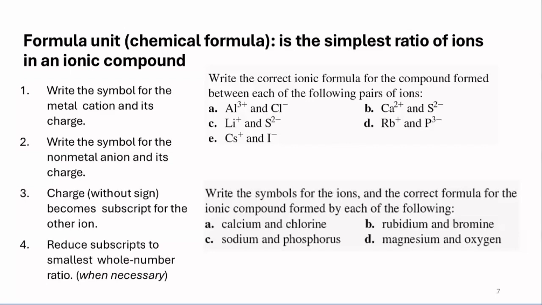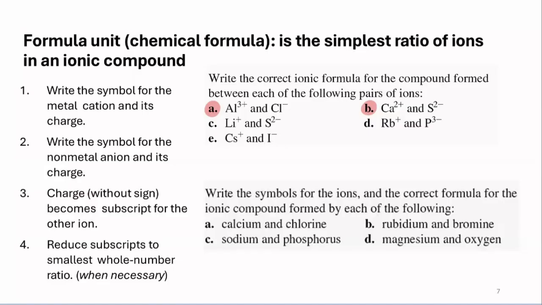If we look at the first part of the problem, it reads, write the correct ionic formula for the compound formed between each of the following pairs of ions. So at this point, the ions have been given to you. You don't have to look at their group in the periodic table. I'm going to do letter A and letter B. So for this first problem, we don't have to follow steps 1 and step 2 because it's already been done. For letter A, then we must do step 3.